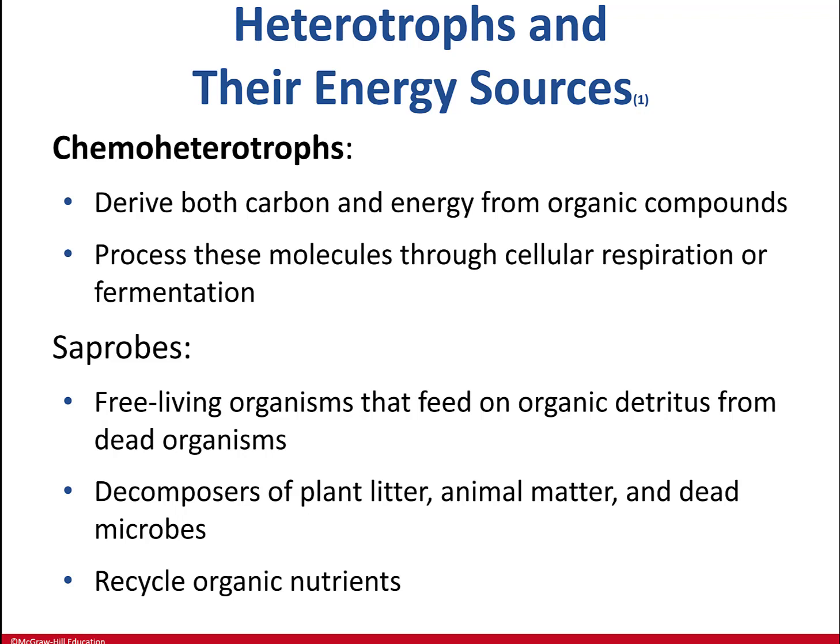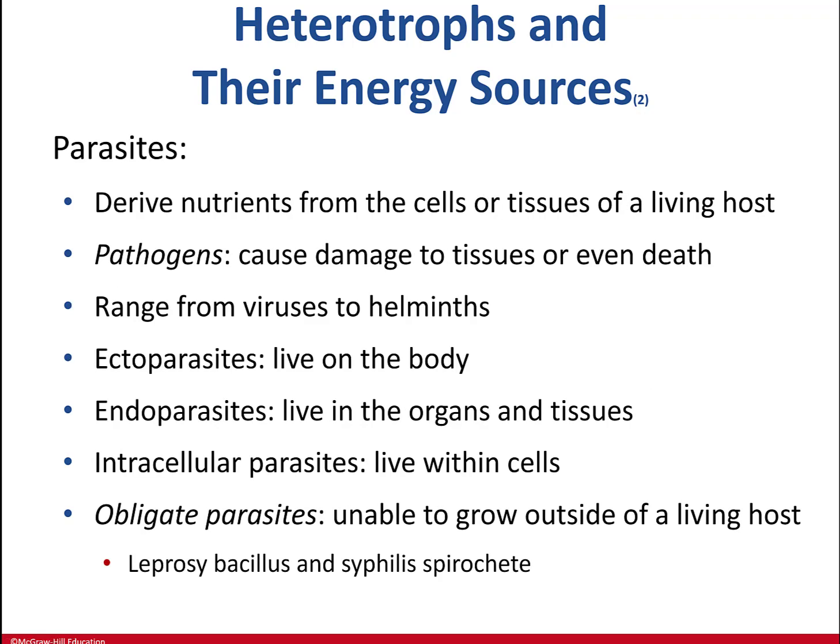Chemoheterotrophs derive both carbon and energy from organic compounds, and they process these molecules through cellular respiration or fermentation. So you can go back to that table and just refer. Sometimes these you can get a little bit lost. Saprobes are free living, that feed on organic debris from dead organisms. They're feeding off of dead things. They decompose plant litter, animal matter, and dead. Well, we'd be up to our elbows in dead things if we didn't have saprobes. And so they recycle organic materials. We've got to have that.